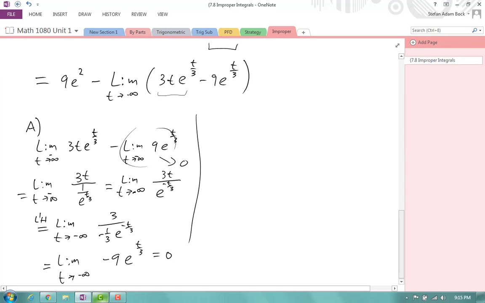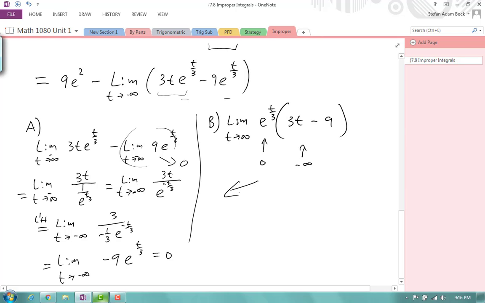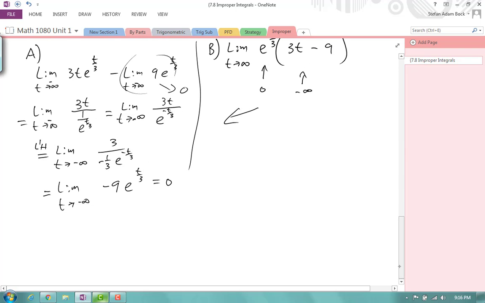to 0. Another way I could have handled this, which I think ends up in me doing the exact same work, is I could have factored out this e to the t over 3 instead of distributing the limit. But that essentially gives me exactly the same problem, because I'll have 0 times a minus infinity. So we'll just proceed to do the work that we did on the left-hand side.